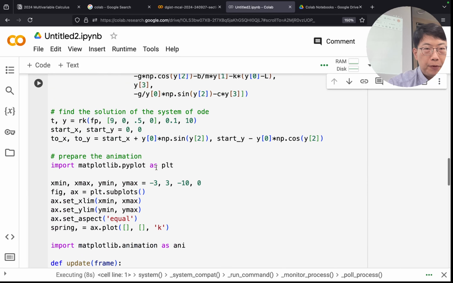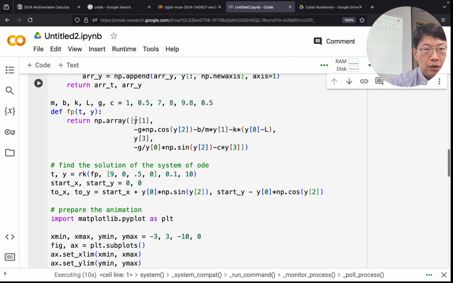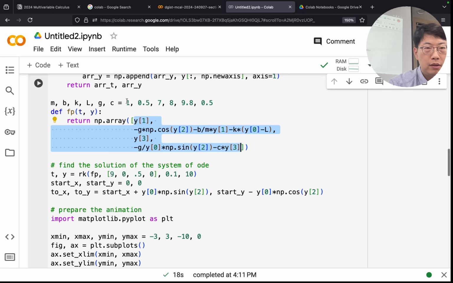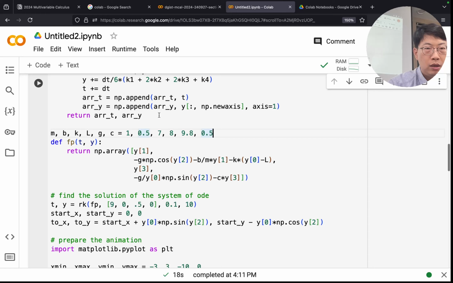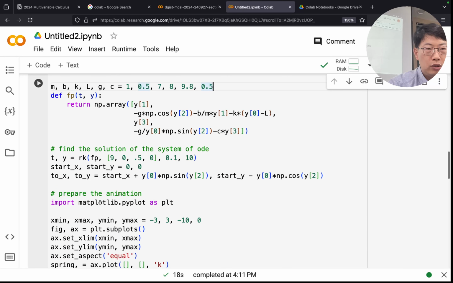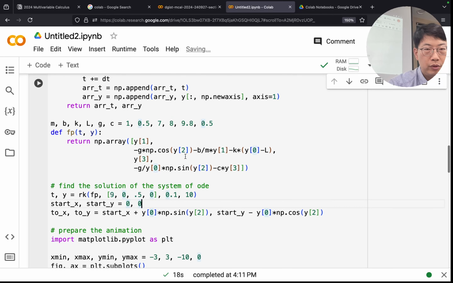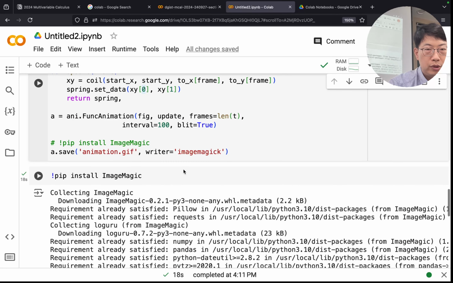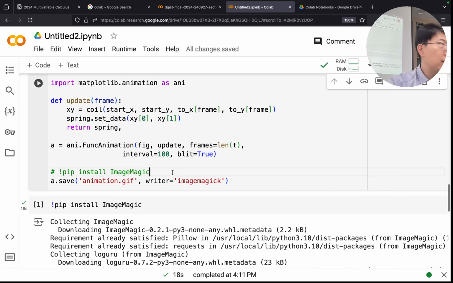So yeah, try on your computer or on your Colab with a different formula, maybe a different value for the constant, and also maybe change the starting point and do something else, or you can try to put some figures on the end of the spring if you want.